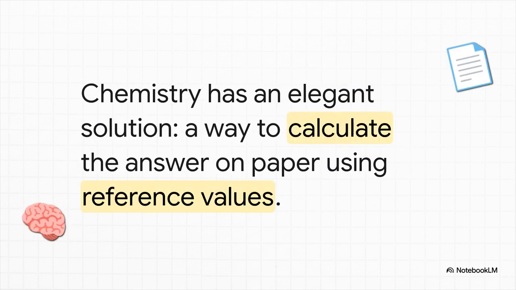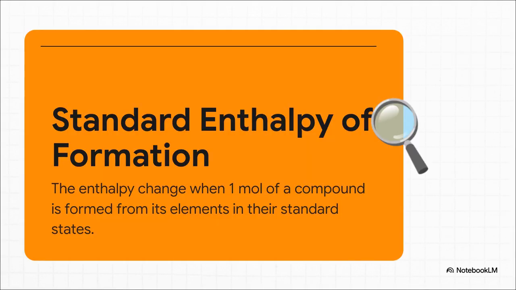But this is where it gets really cool. Chemistry has this absolutely brilliant workaround. It's like a secret shortcut that lets you calculate the exact answer you need with just a pen, some paper, and a cheat sheet of values. No lab coats, no hazardous waste, just pure chemical logic. And the hero of our story is this thing called the standard enthalpy of formation.